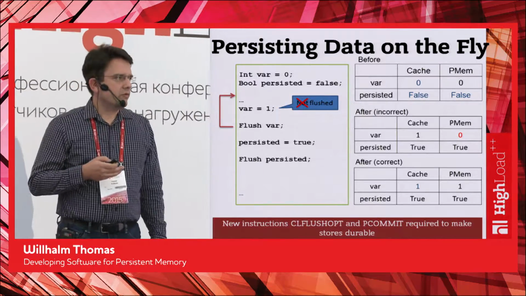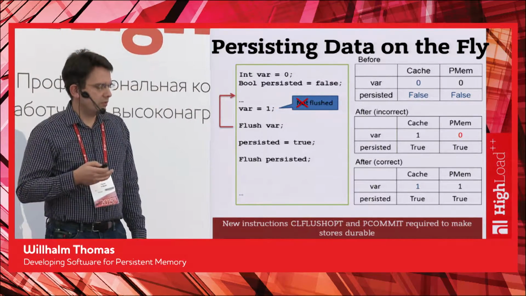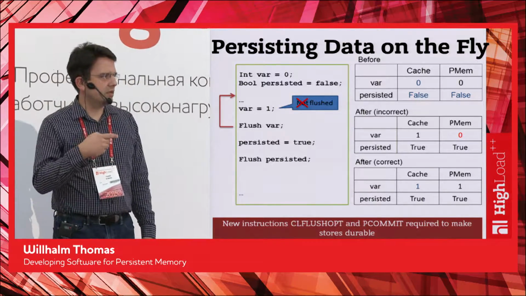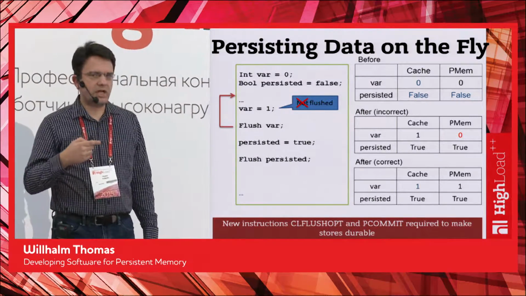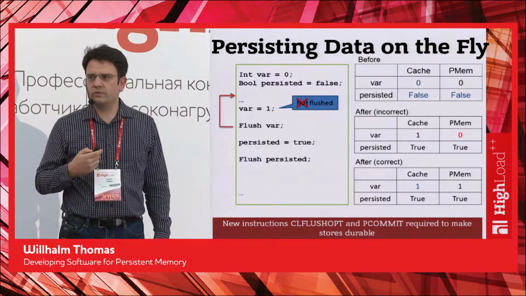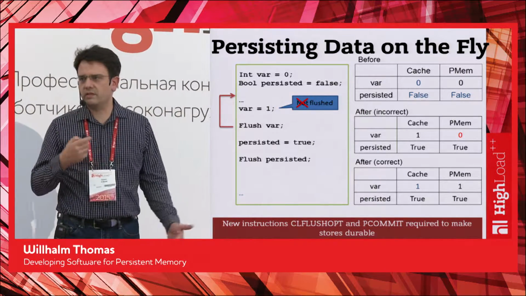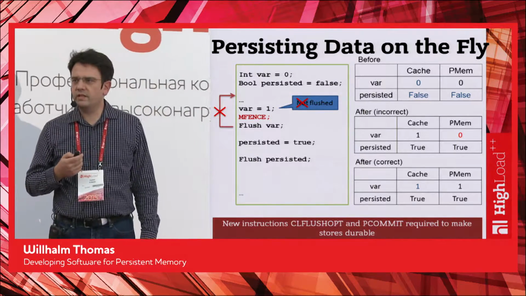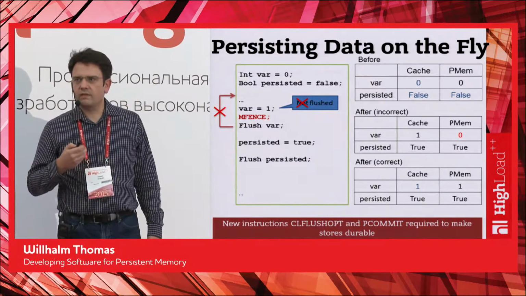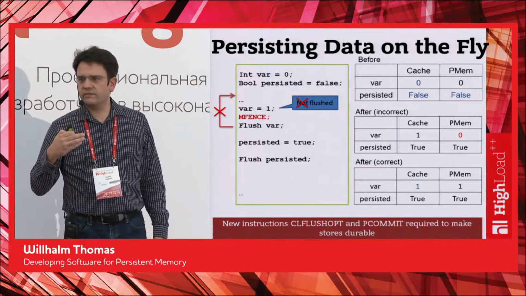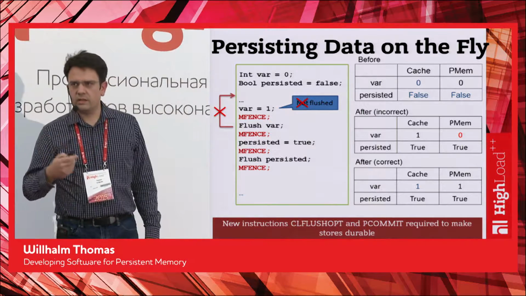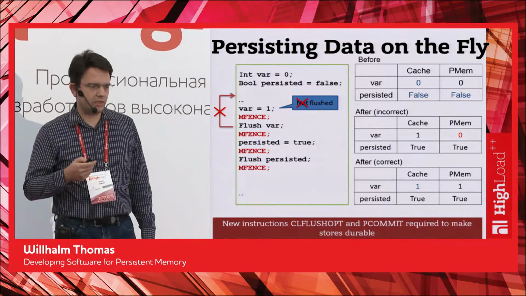Now we have an out-of-order engine in our CPU. So this flush might be reordered. That's the red arrow. If this flush happens before we change the variable, then it's of no use. So we need to add an M fence here, a memory fence that will prevent this flush to be moved up. And some more fences are needed here in between.